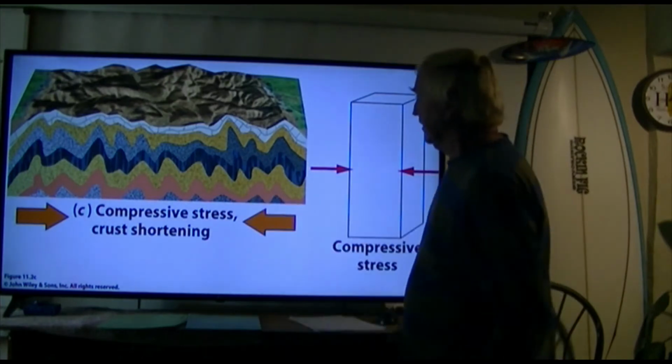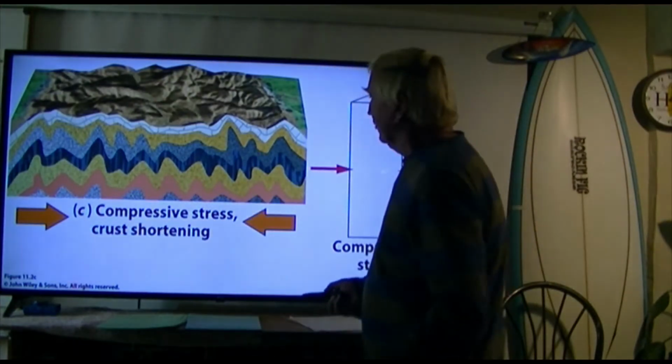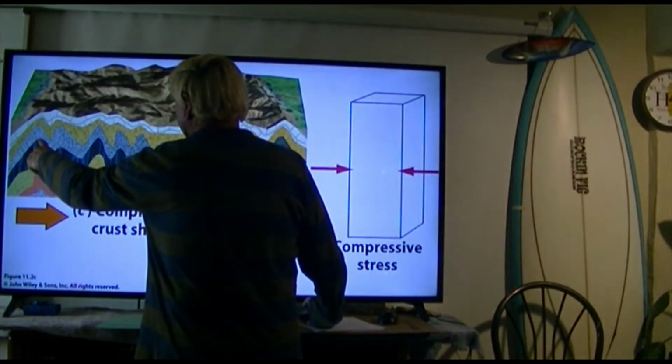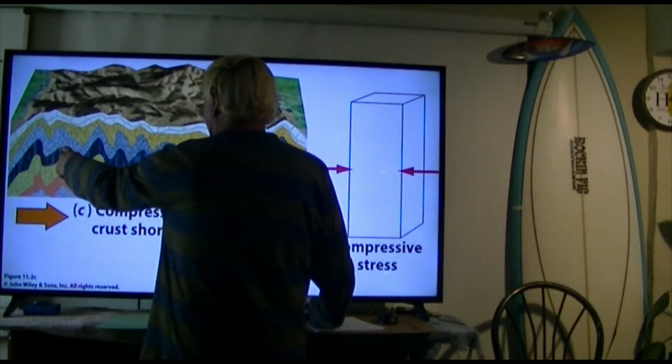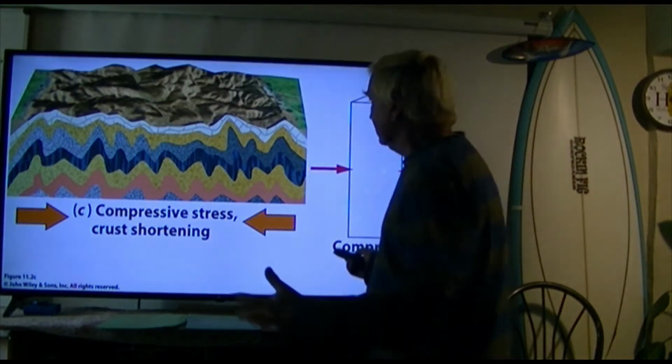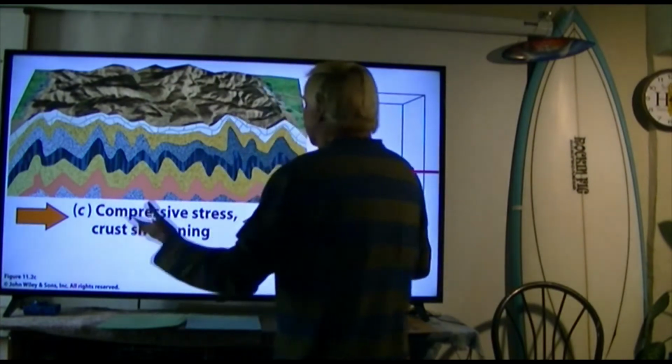So compression. We shorten the landscape, we uplift it, forming mountain ranges, and we form these folds, anticlines, up folds, synclines, down folds, another anticline, a syncline, an anticline, and so forth. We just get this continuous folding structure, and this is due to compression.